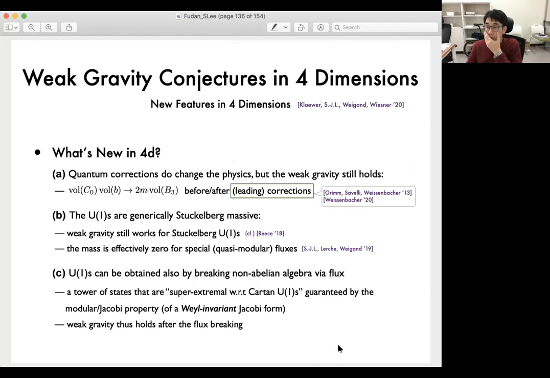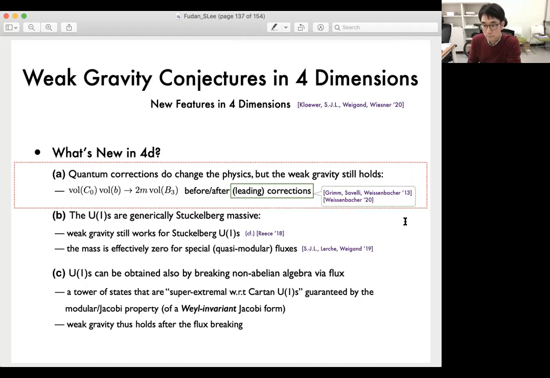Now, this is the final slide. I guess I can still have two more minutes. So just very quickly, let me flash through three genuinely new features of the 4D physics. Firstly, unlike in six dimensions, the 4D F theory in general suffers from quantum corrections. In other words, any classical geometric results have a danger of being corrected.